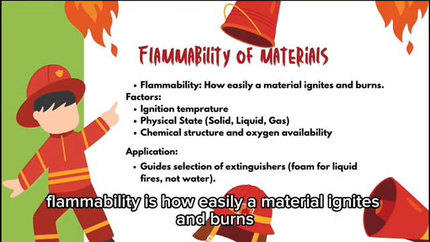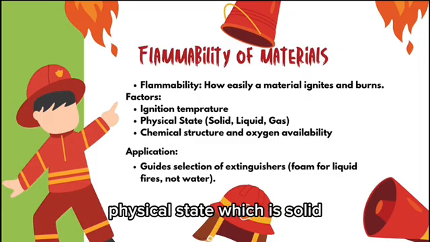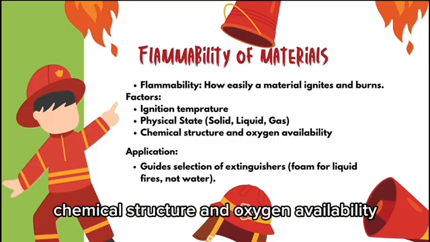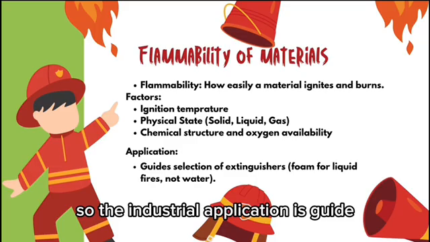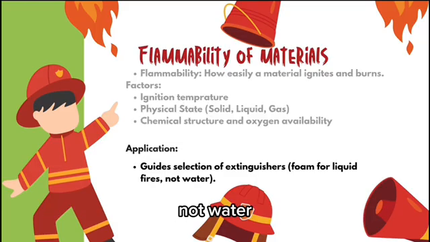Flammability of materials. Flammability is how easily a material ignites and burns. The factors are ignition temperature, physical state (solid, liquid, and gas), chemical structure, and oxygen availability. The industrial application is to guide the selection of extinguishers, such as foam for liquid fires, not water.